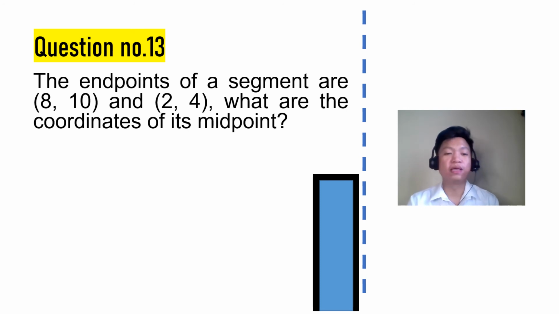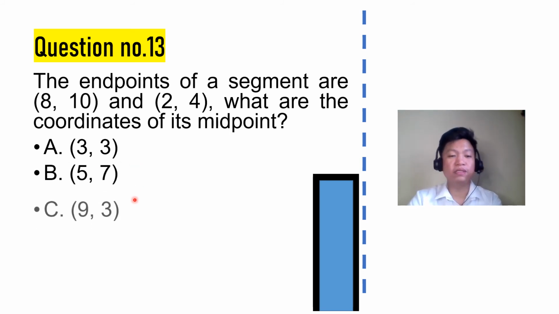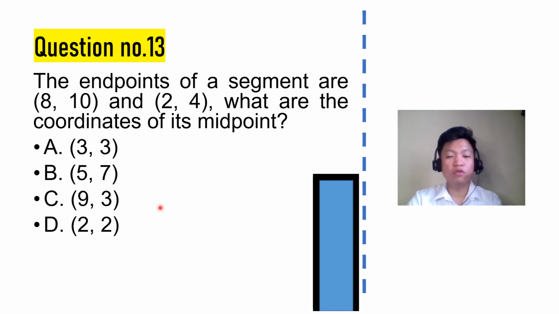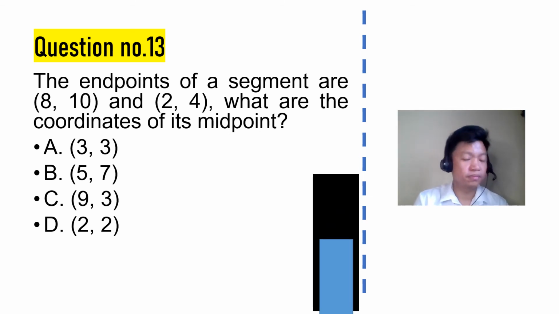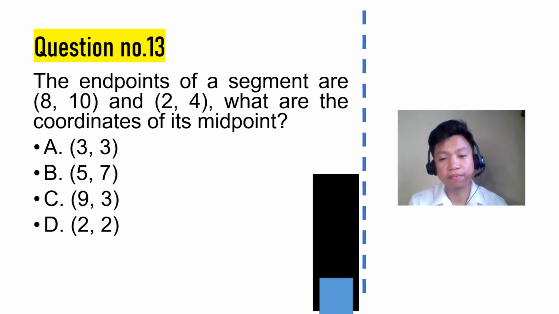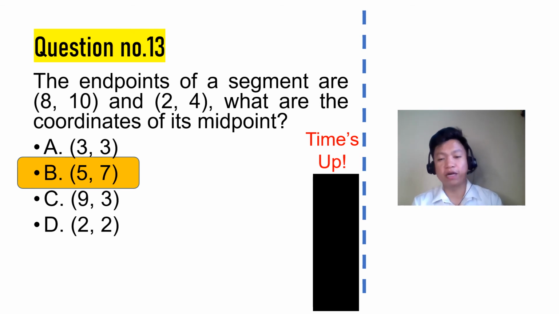Question number 13. The endpoints of a segment are 8, 10, and 2, 4. What are the coordinates of its midpoint? Ayan, so midpoint formula lang din yan. Is it A, 3, 3, B, 5, 7, C, 9, 3, or D, 2, 2? Go! Okay, time's up. The correct answer is B, 5 and 7. So using the midpoint formula and then perform the operation properly, lalabas na yung 5 and 7.